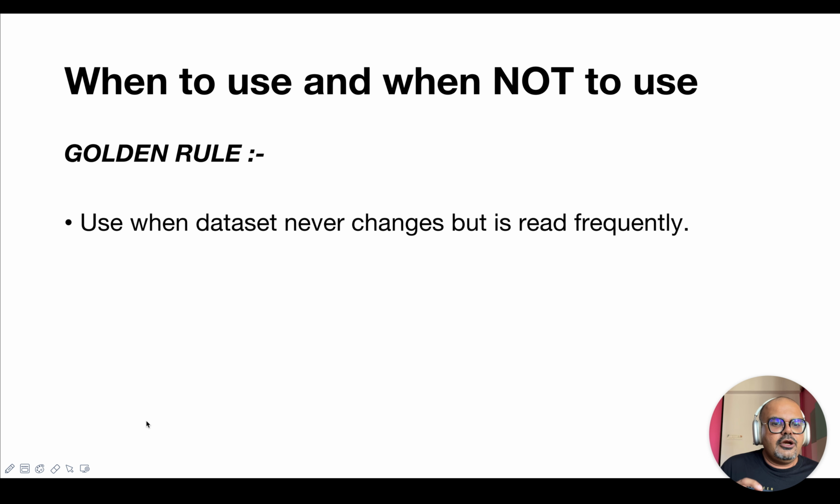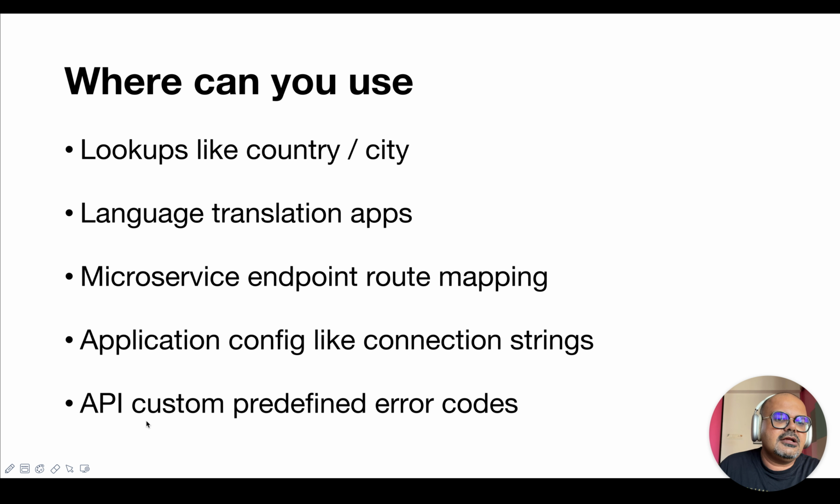This is a very golden rule. Just remember this rule. Don't remember anything else, just this one golden rule which I am telling you: use when the dataset never changes but is read frequently. Let's go back. Lookups like country and city don't change. The data set doesn't change, but it is used everywhere in your project. Language translation apps, hello, hola, and hello, bonjour. The dataset never changes, but it is used everywhere in your project.